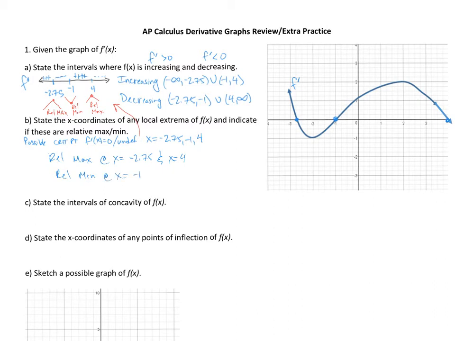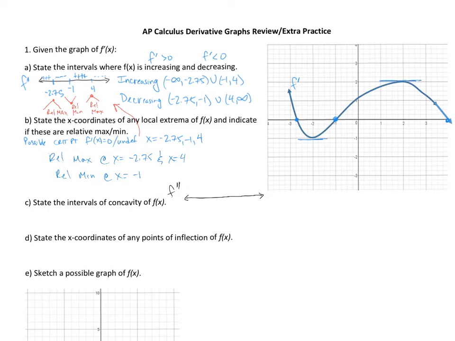All right, now for part C, it says state the intervals of concavity. So for concavity, we want to do a similar process, but this time we're going to put a number line, and on our number line we want f double prime. So let's find out when f double prime, the second derivative, is 0. Well, we're going to take a look at our derivative graph, and we want horizontal tangents.